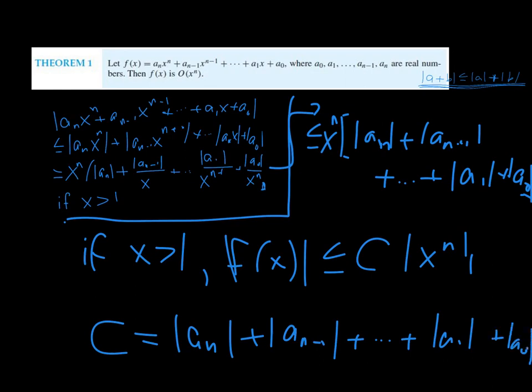Now, I'm sure that everybody in the class can follow this if you spend enough time looking at it, but it's enough just to be able to use it. So we can take it as a given from now on that this is true, that an nth degree polynomial is big O of x^n. That's something that you can use freely when you're doing some examples. And I'm going to do some examples at the very end of this video.